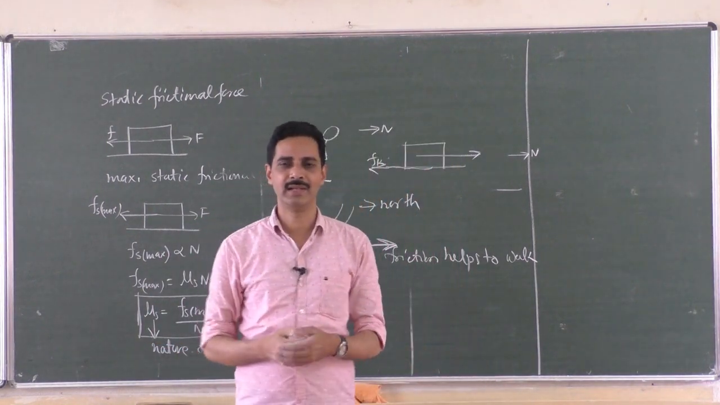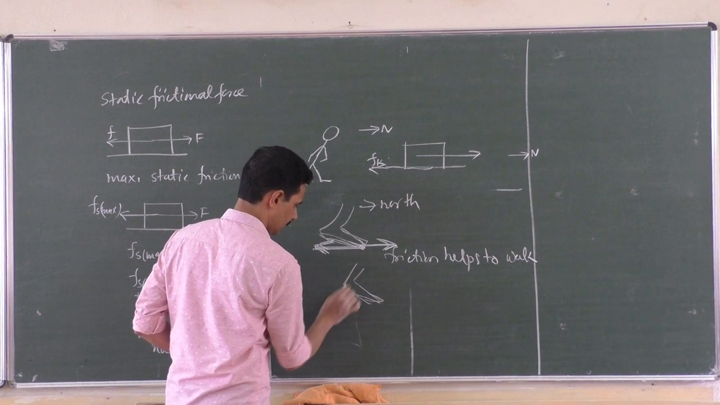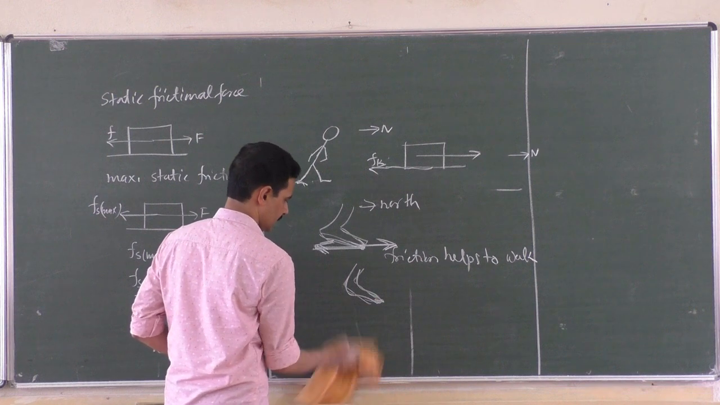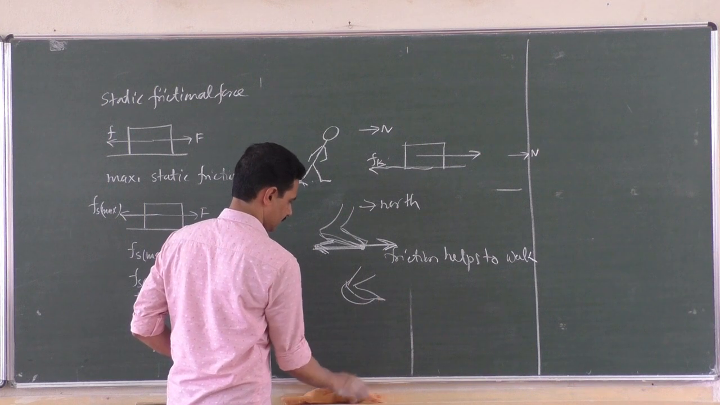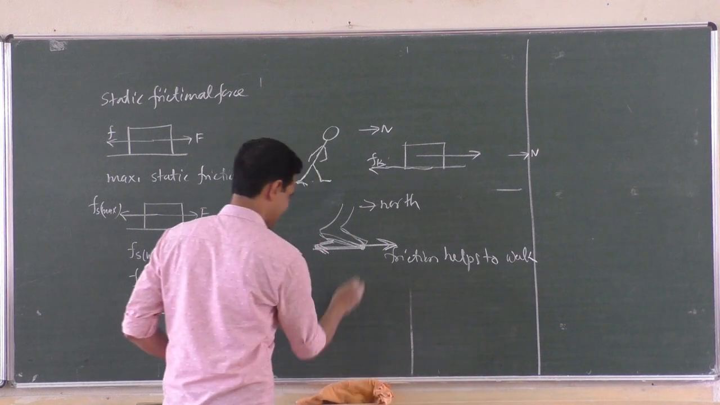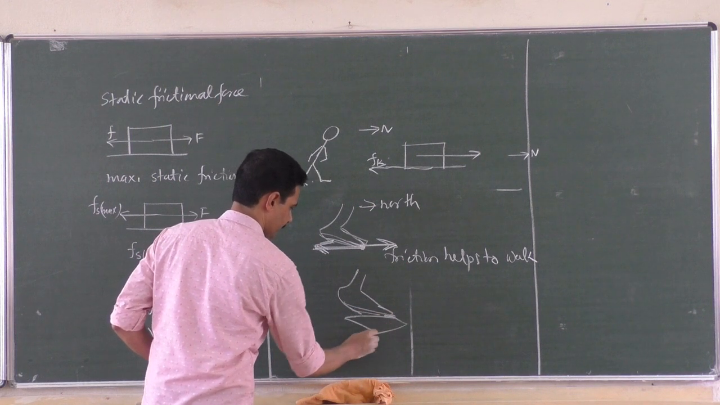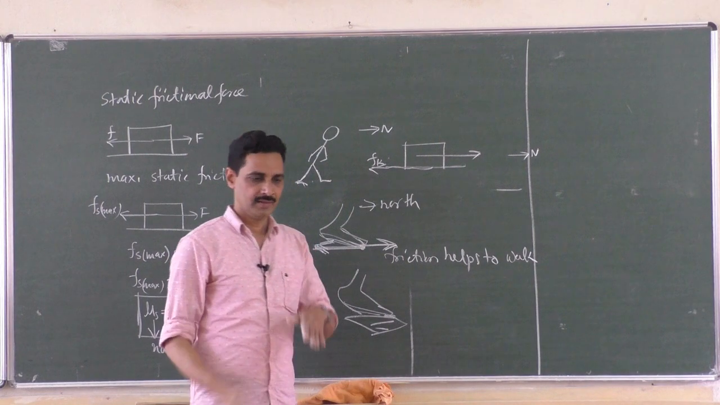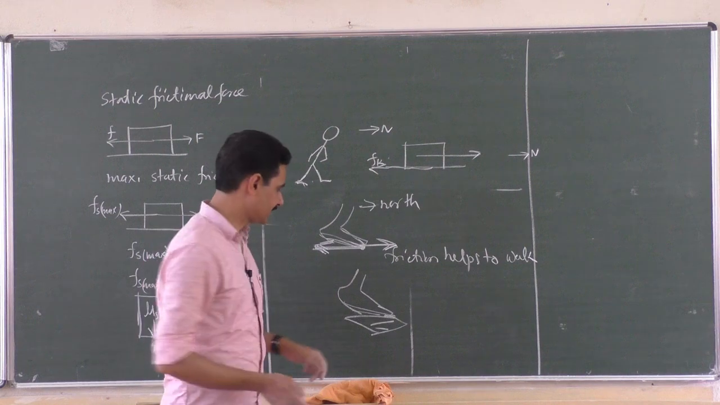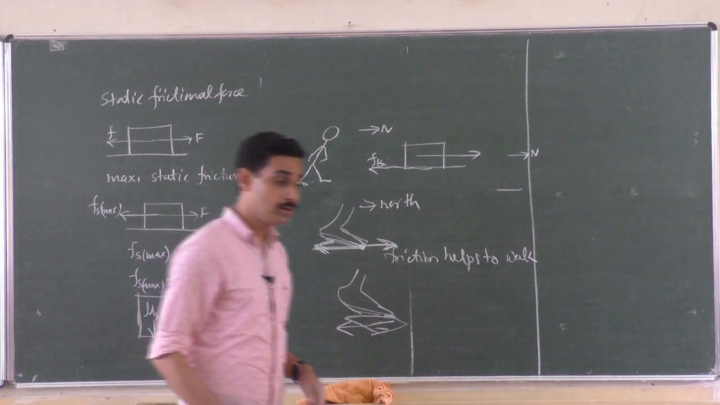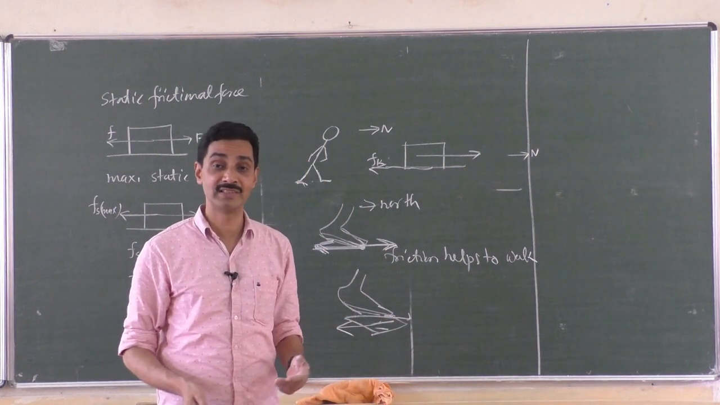Suppose there was no friction. Imagine you are keeping your foot over, say, a mat, a hard mat which can easily move over the ground. When you press the mat, the mat goes back. When the mat goes back, you don't get any friction forward. You can't move. That's why you find it very difficult to move on slippery ground.